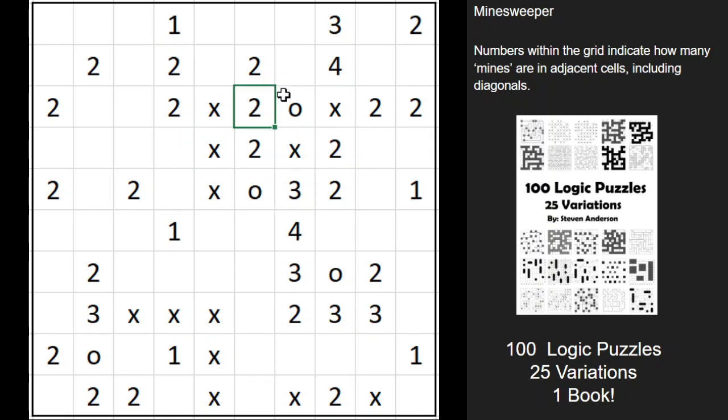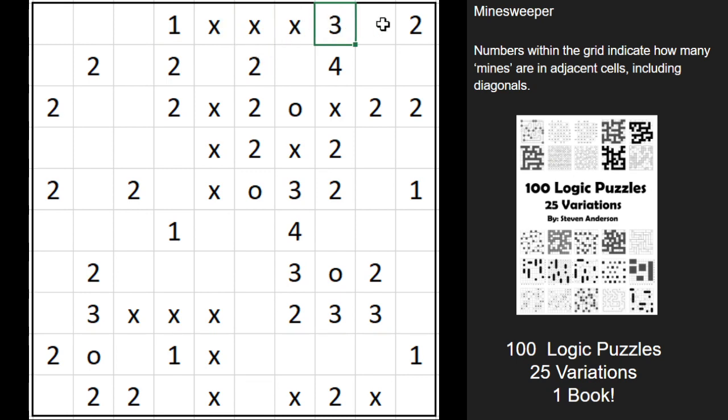And now to solve this 2, we need 1 more. We only have 1 to the right. There are only 2 spots open, there and there. So there has to be a mine in one of those 2 cells, which will also solve this one, because we'll have 1 mine there or there, plus that one. So these 3 cells that are adjacent to this 2 cannot contain a mine.